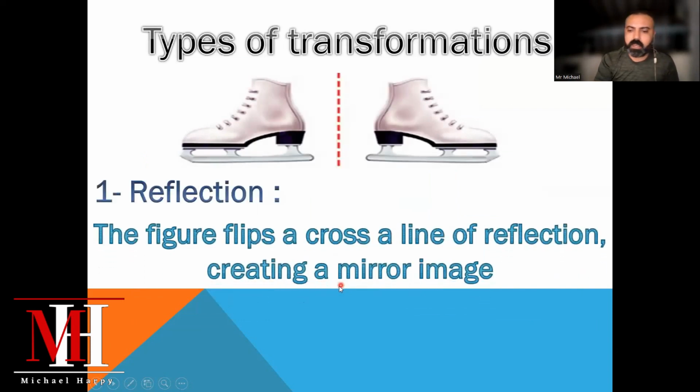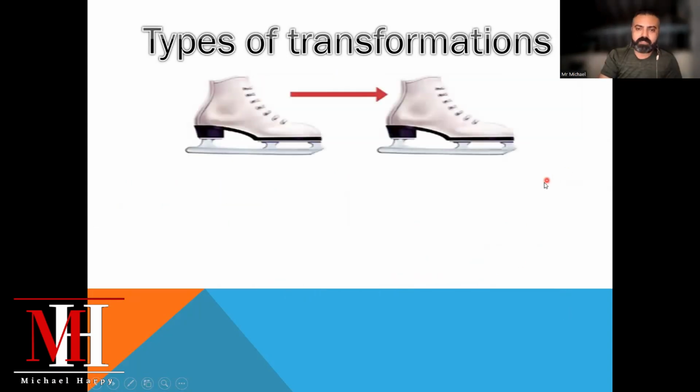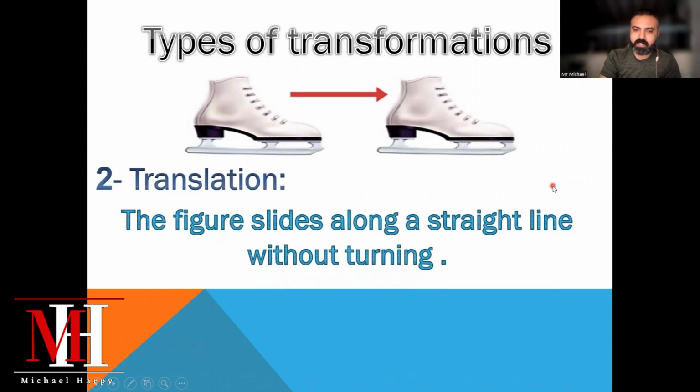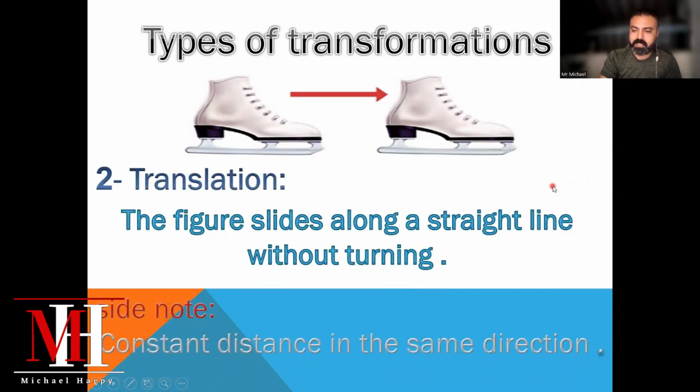The first type, reflection. In reflection, the figure flips across a line of reflection, creating a mirror image. This line represents a line of reflection, which acts as a mirror. The second type, translation. The figure slides along a straight line without turning.